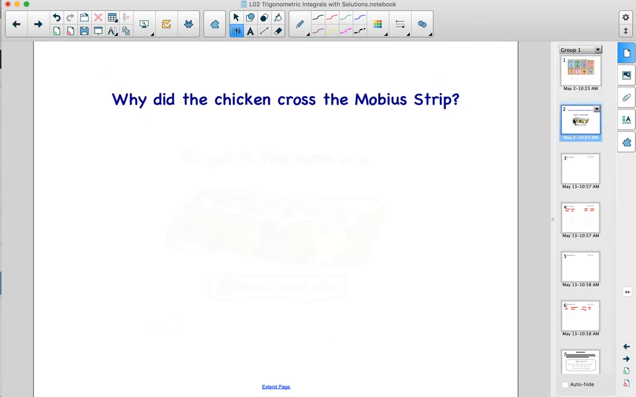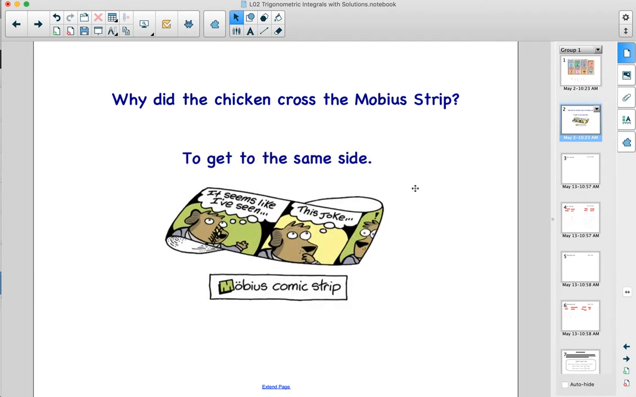A different look at humor today. Why did the chicken cross the Mobius strip? And the answer is to get to the same side.